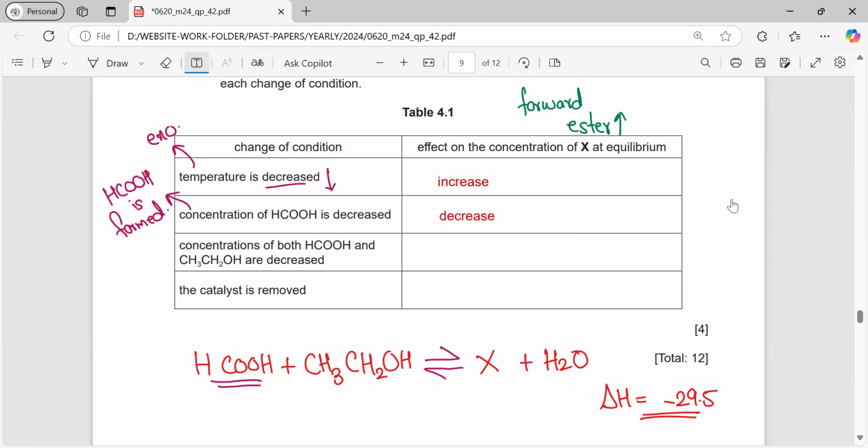Same with the other one also. In the next one, it's written that when methanoic acid and ethanol are both decreased, the system will move towards the side where both of them are produced. So again, it will decrease. The catalyst is removed. Now, catalyst has no effect on the position of equilibrium. So there will be no change or no effect.